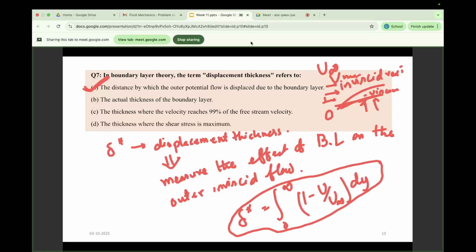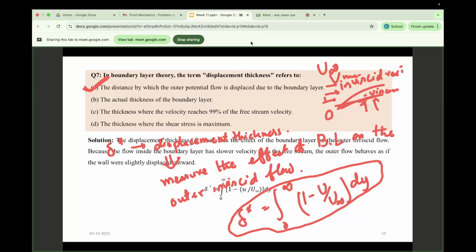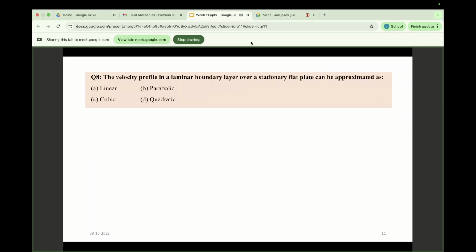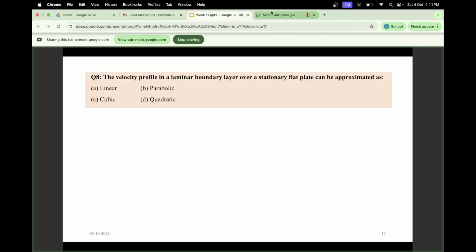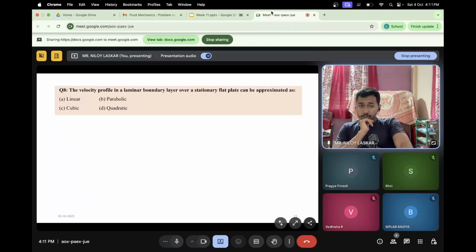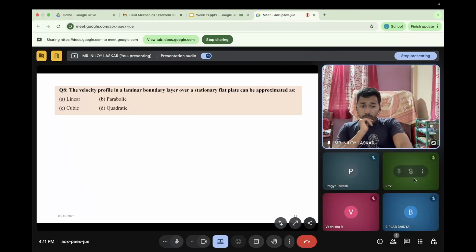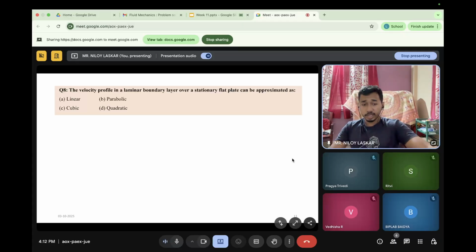So I am moving to the next question. The velocity profile in a laminar boundary layer over a stationary flat plate can be approximated by what type of profile? That thing I have already discussed.